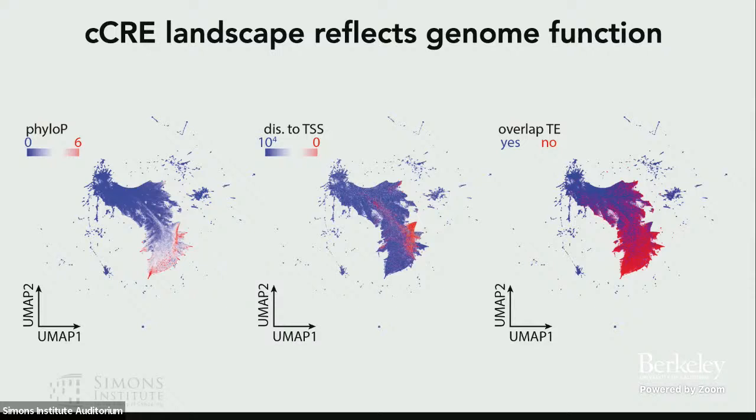And you can color it by the distance to the nearest transcription start site. You see these fins start to show up. Even the most conserved ones don't have to be promoters, but promoters tend to be more conserved. And when you overlap with transposable elements, group 3 really are pretty much the majority of the ones derived from transposable elements.